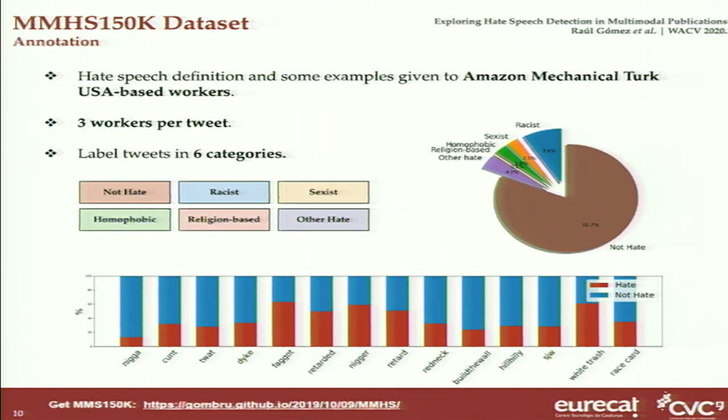Then we annotate this data using Amazon Mechanical Turk. We show the workers the hate speech definition and a few examples and ask them to label them between not hate or five different hate speech categories. And we label each tweet with three workers. So in this pie chart, we see the distribution over the classes. And the bar plots show the percentage of hate and non-hate tweets for different keywords.